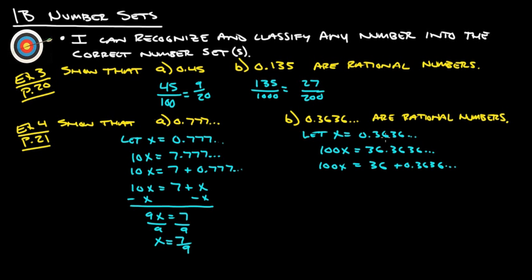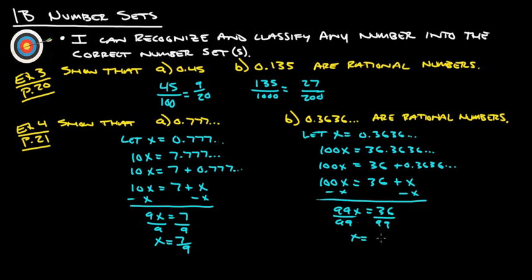0.3636 repeating. Remember, this 0.3636 is the same thing as x. So now we have 100x equals 36 plus x. We subtract x from both sides and we get 99x equals 36. We divide both sides by 99, and we get x equals 36 over 99, and we've now shown that this is also a rational number.